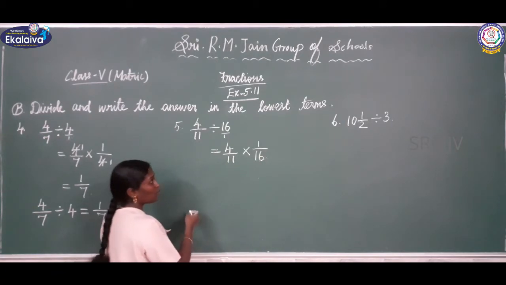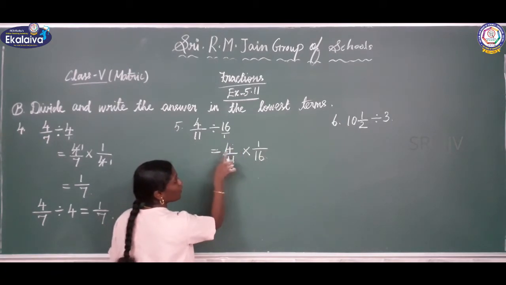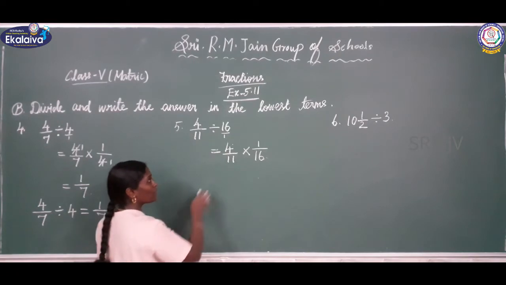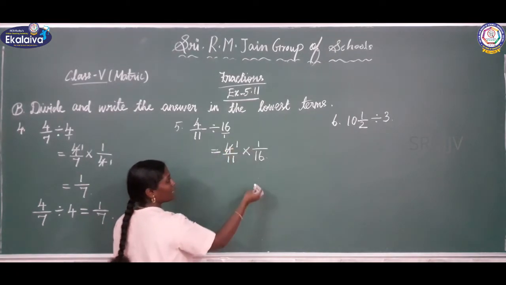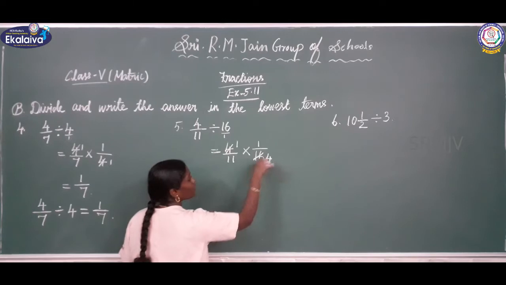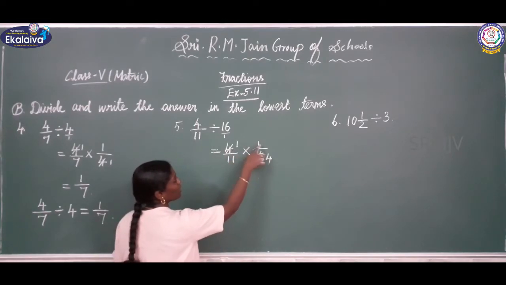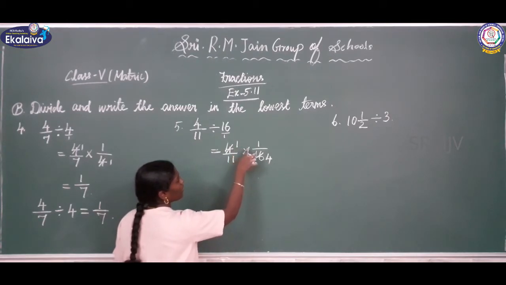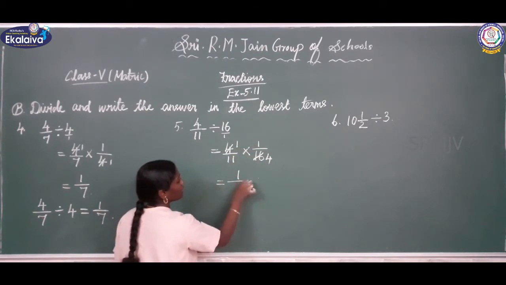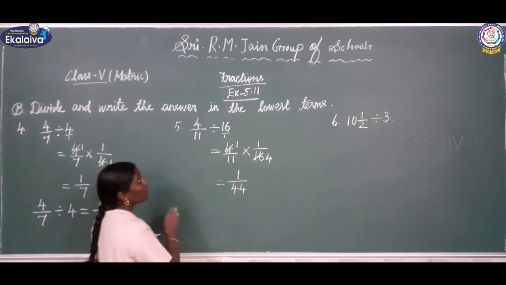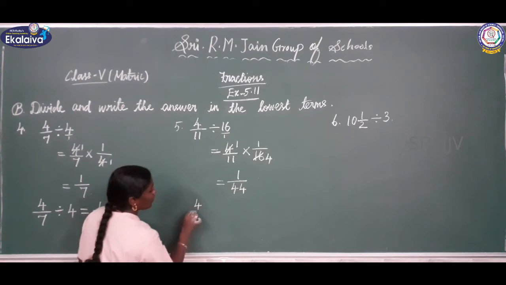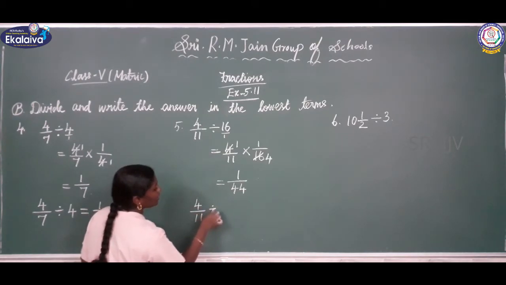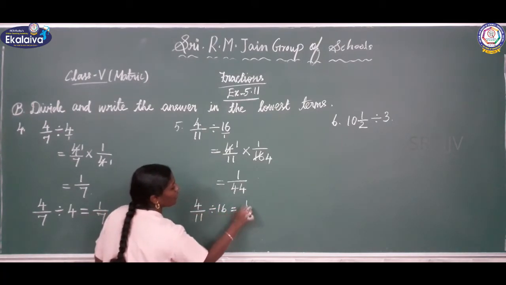Now we have to reduce the numbers. Here 4 and 16 are divisible by 4. So in 4 table 1 time, in 4 table 4 times 16. Here in numerator we are having 1 alone, in denominator 11 and 4. So 1 into 1, 1 divided by 11 into 4, 44. So 1 by 44 is the answer. 4 by 11 divided by 16 is equal to 1 by 44.